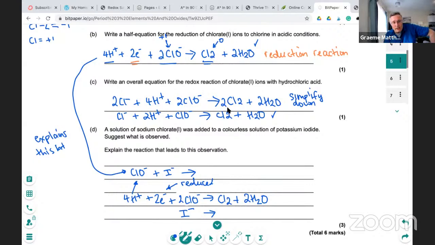Right, it's Cl minus on the left and Cl2 on the right. So they're not the same thing. So no, you couldn't cancel them out, because Cl minus is an ion and Cl2 is a molecule, and so they're not going to cancel out. Does that make sense?